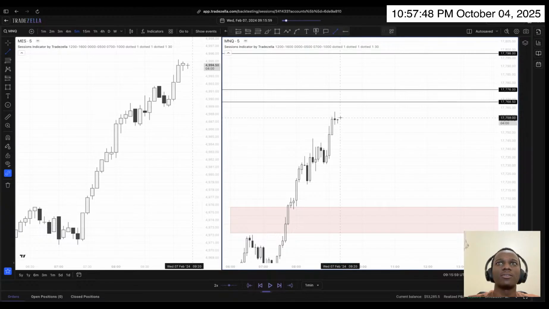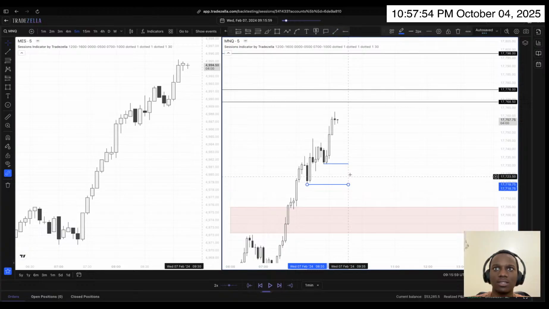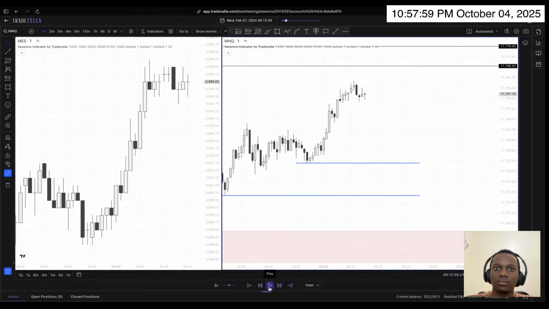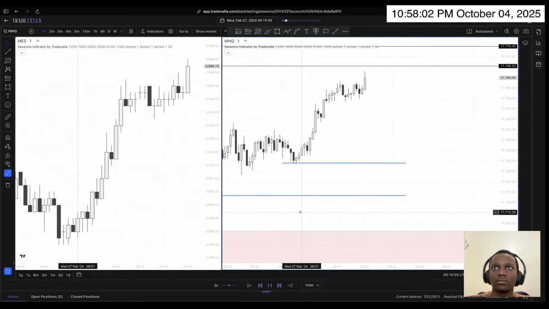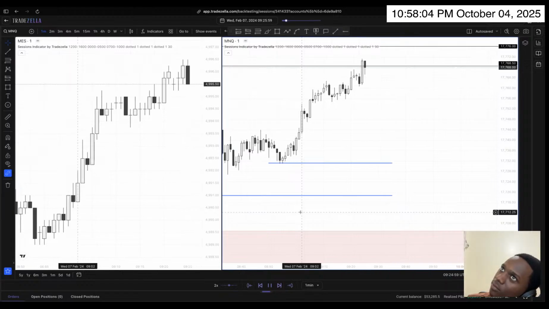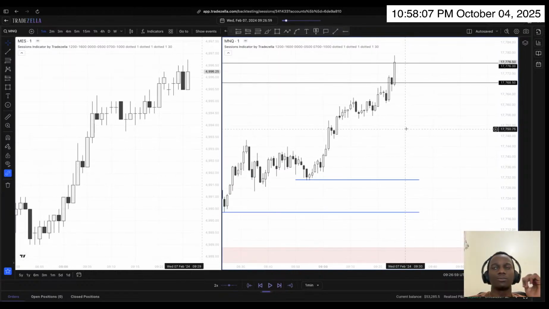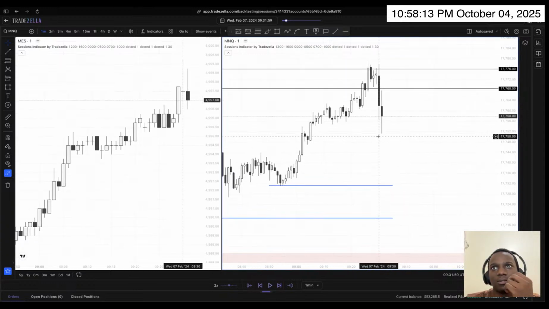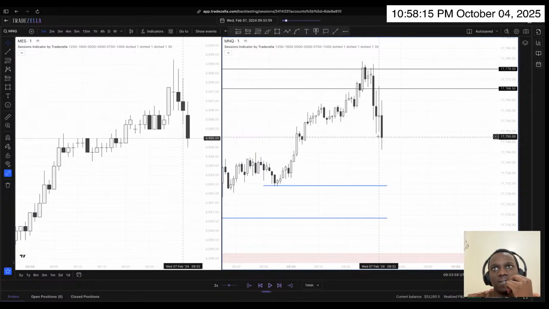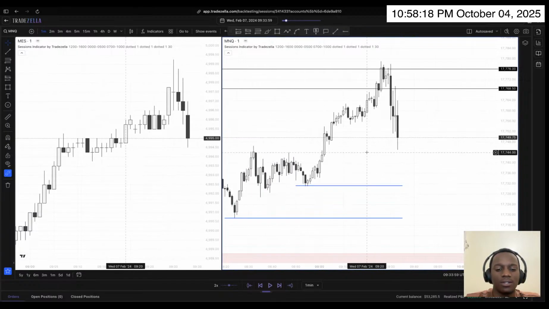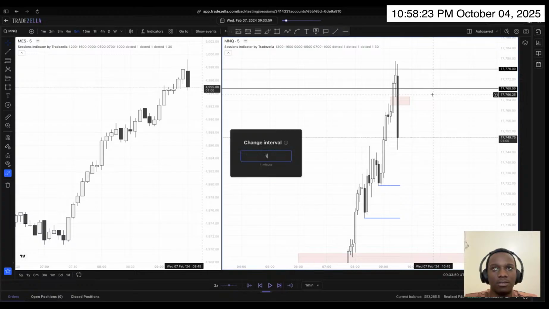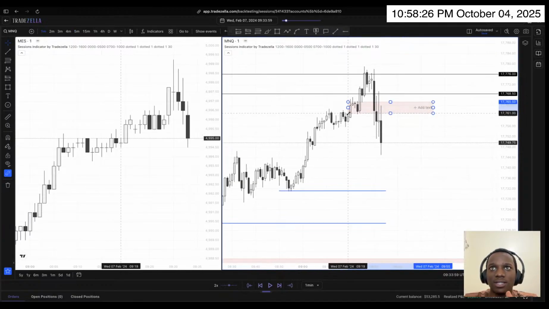On the 15 and the 5 we have some internal range liquidity, like this and this. So we've run the previous daily high right before the open, and then we drop, which means we're heading for these lows here. What makes me think so? We've inversed the 5-minute gap, and on the 1 minute we've inversed this gap as well.